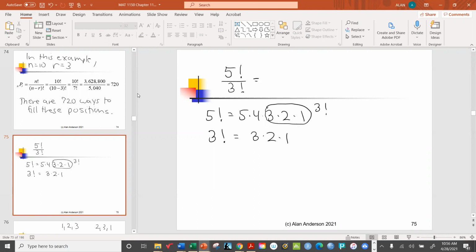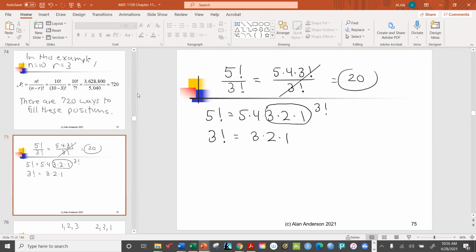So I can rewrite this as 5 times 4 times 3 factorial divided by 3 factorial. These drop out and I'm left with 20. Oh, that was so cool.